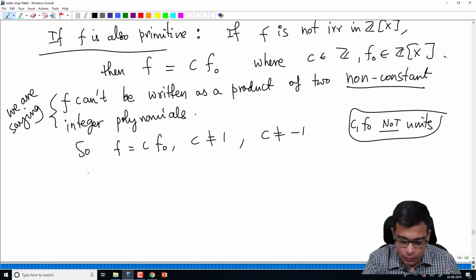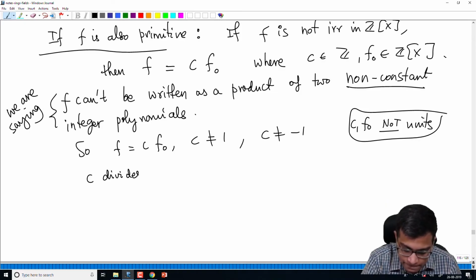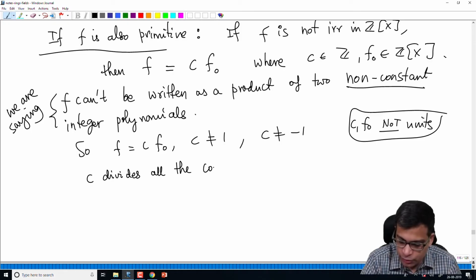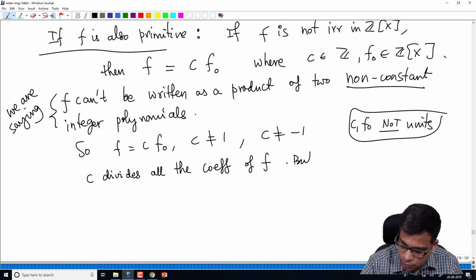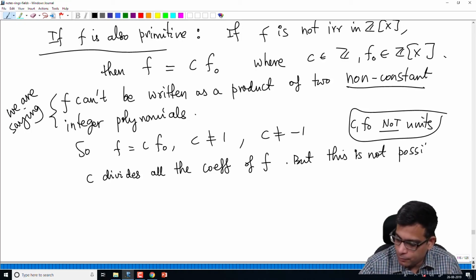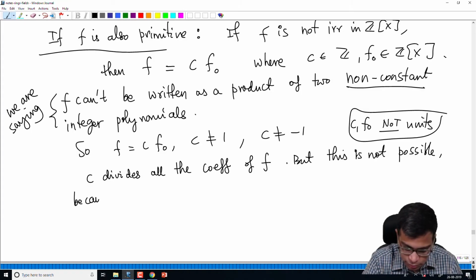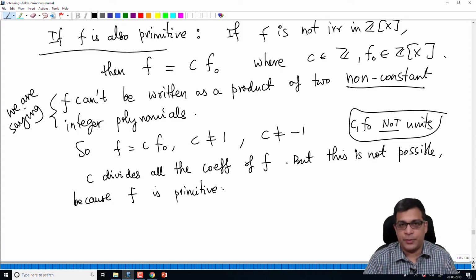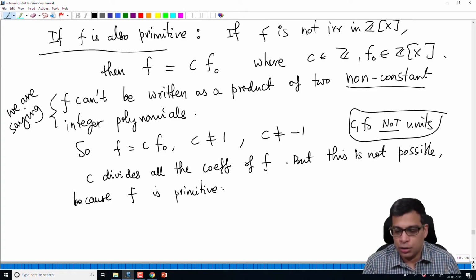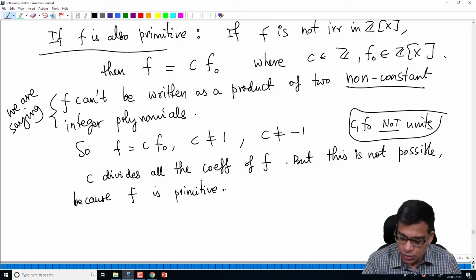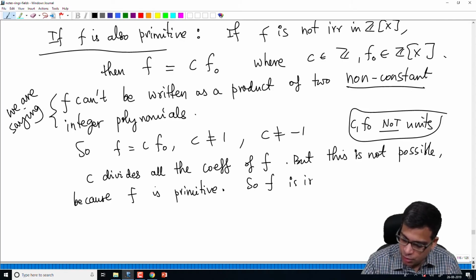That means c divides all the coefficients of f, right? Obviously, because f is c times f0, c divides all the coefficients of f. But this is not possible. Why? Because f is primitive. Remember, we are given that f is primitive. That means the GCD of the coefficients of f is 1. So there cannot be any non-unit in Z that divides all the coefficients of f. So f must be irreducible in Zx also.